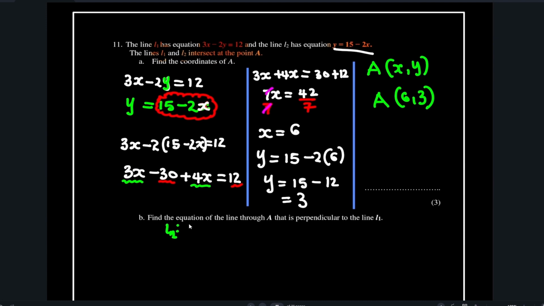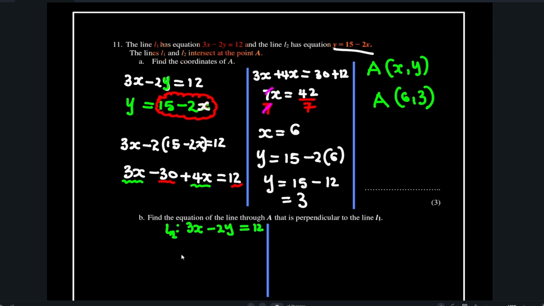Find the equation of a line through A that is perpendicular to L1. The equation of a line which passes through the point A, and our point A is (6, 3), and it's perpendicular to L1. Let's check what our L1 is. Our L1 is 3x minus 2y equals 12.